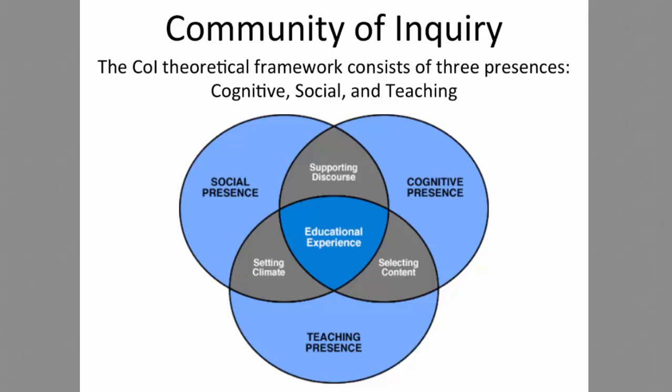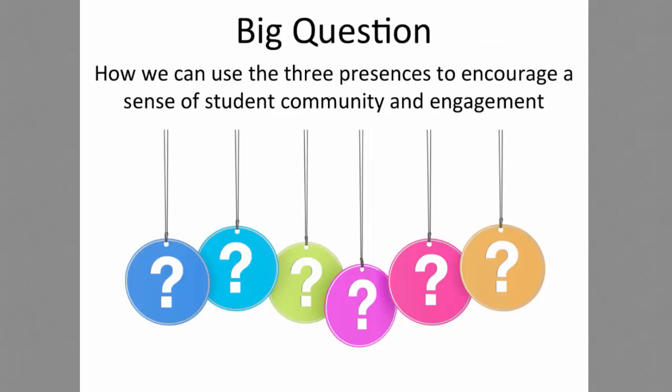The community of inquiry theory that we're going to be talking about today tries to address this issue, and it consists of three presences: cognitive, social, and teaching, that help to form a sense of community and get rid of that sense of isolation. And we'll be going through each of the three presences today. Our big question is, how can we use the three presences to encourage a sense of student community and engagement?